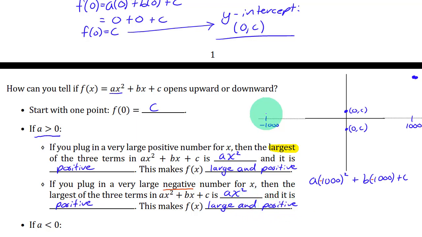So when you plug in negative 1,000, you're still going to get some really big x coordinate out here. So the moral of the story here is that if a is a positive number, then plugging in a large value of x, either a large positive number or a large negative number, makes the whole result come out to be a large number. So it's going to look something like that. Maybe if c is negative, it's going to look something like that. That's okay. It's still going to open upwards.